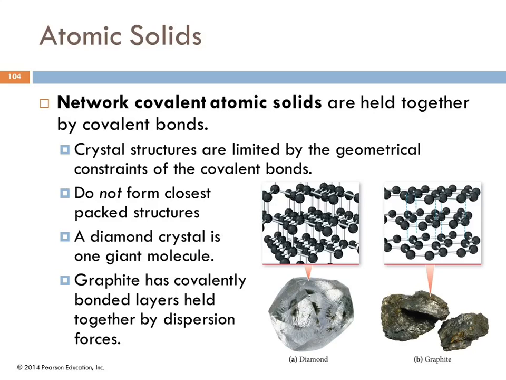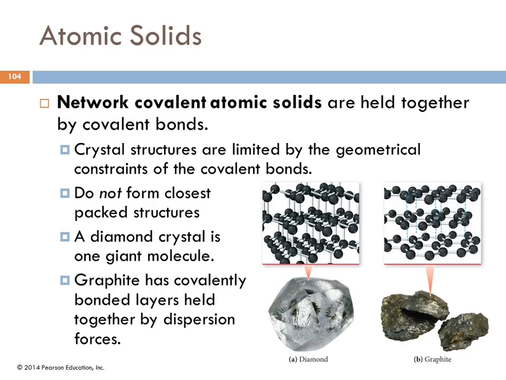Because they're not bonded to each other, they just have these weak dispersion forces. They're going to stay together, they're not just going to fly apart, but if you move this one, it can slide relative to that one pretty easily. So graphite has layers, and a diamond crystal is actually one ginormous molecule, all covalently bonded together.